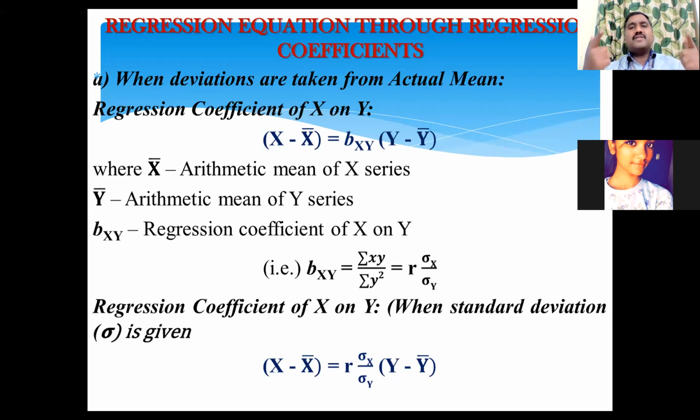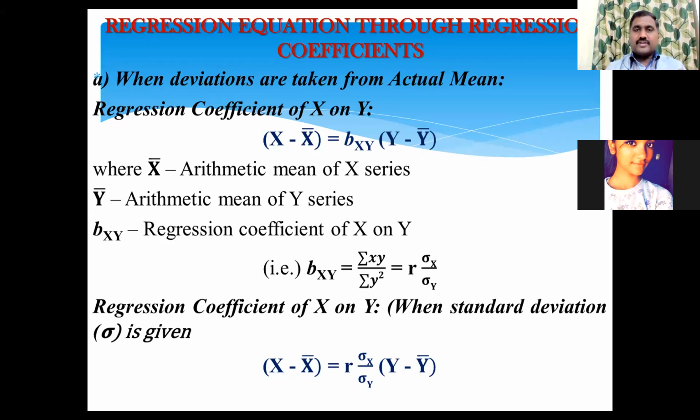The previous regression equation problem that we worked on in the last classes used simultaneous equations. That means y equal to a plus bx. For finding a and b, you have a separate formula, right? That method is over.